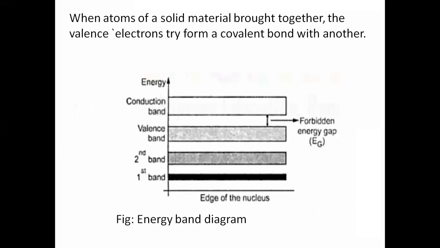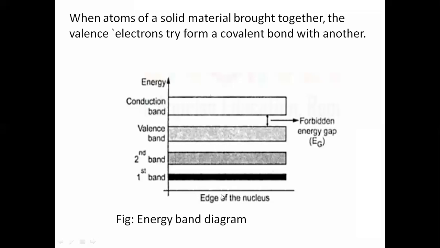Here, if you consider there are a number of shells, this is the first shell, this is the second shell. Each shell represents one energy band. Each shell has electrons, and each electron has a certain amount of energy, measured in electron volts, EV. The combination of all those electrons represents one band. This is the energy band diagram.